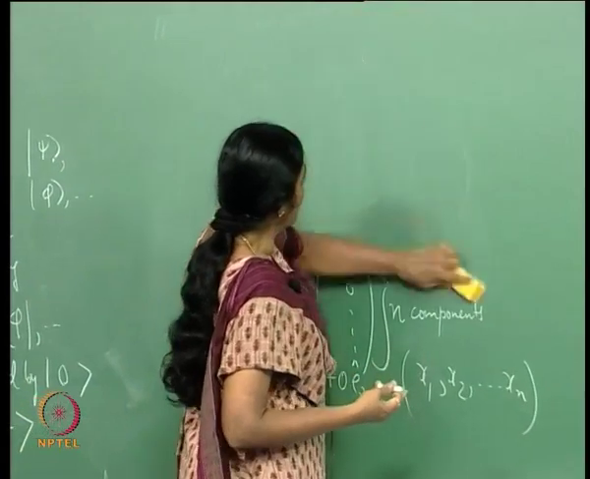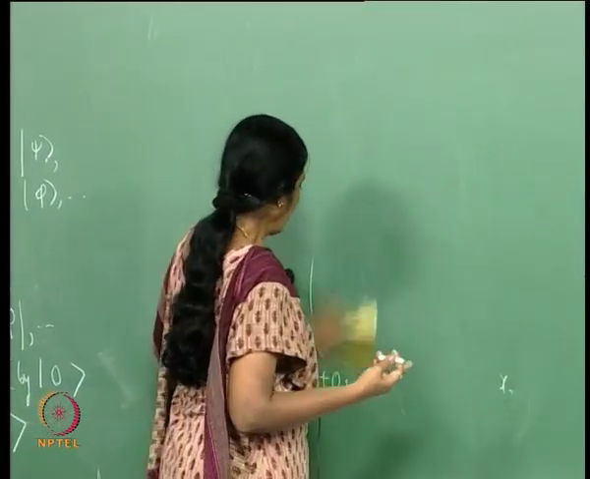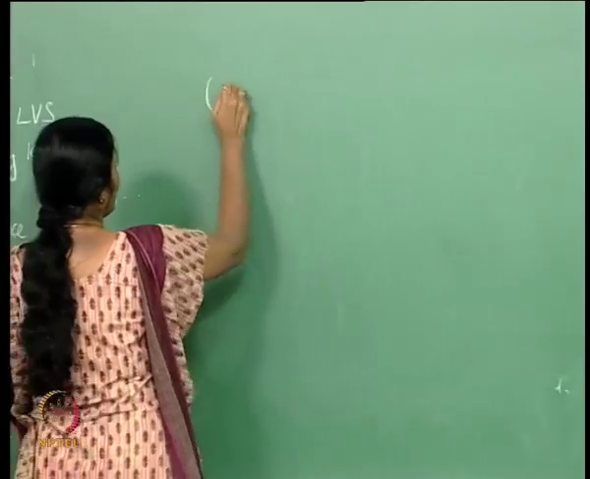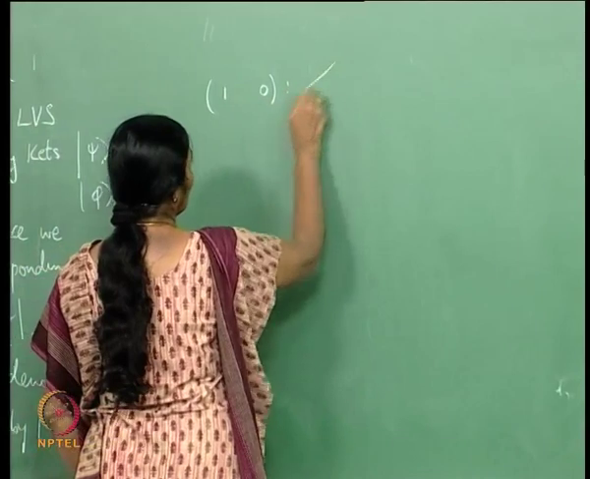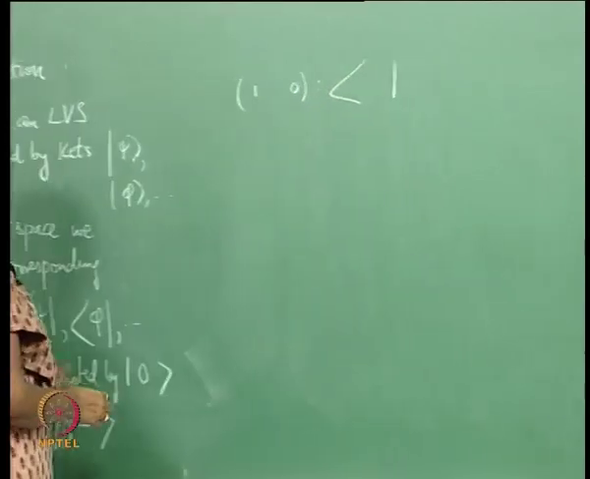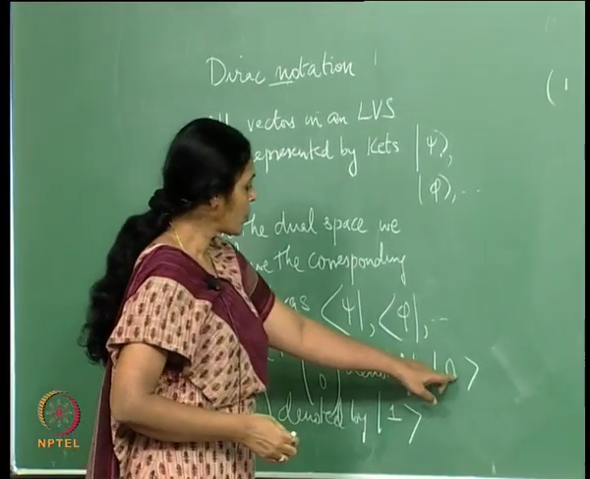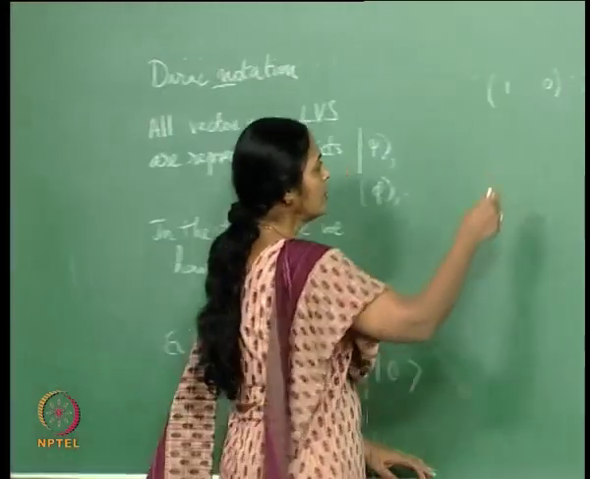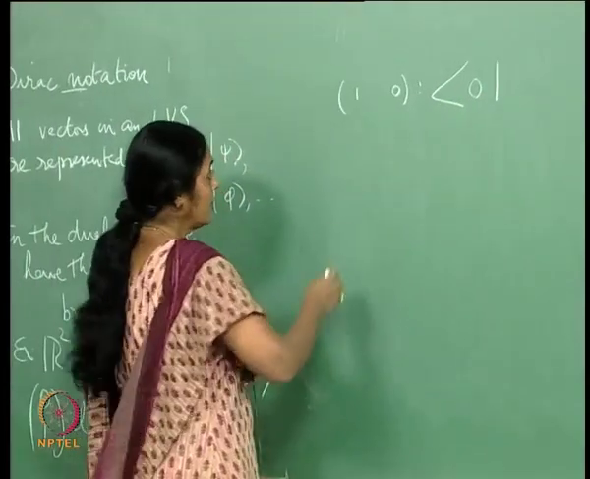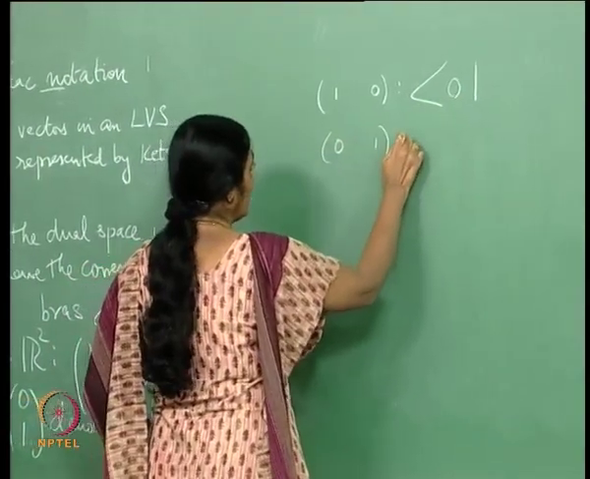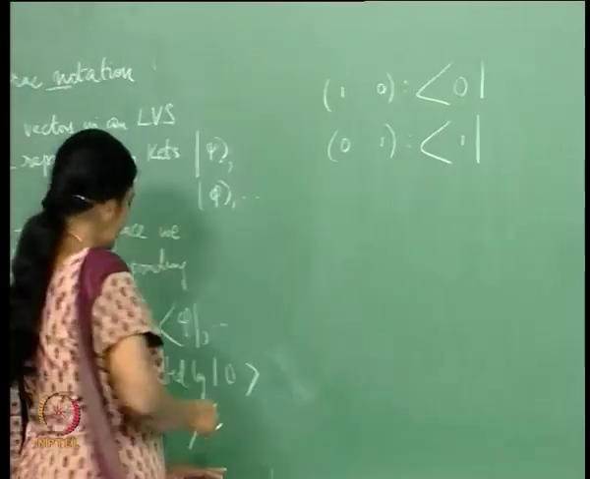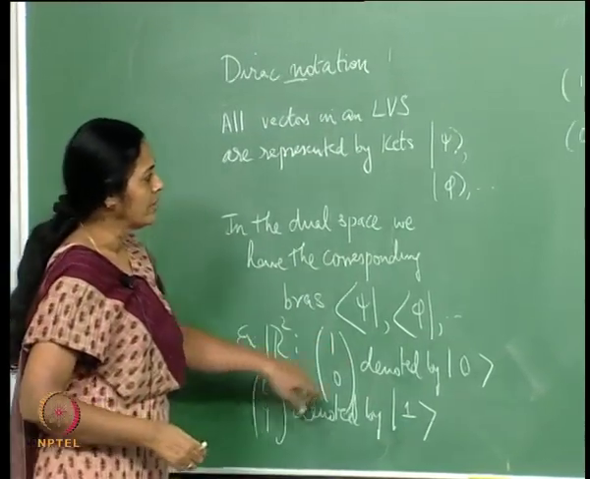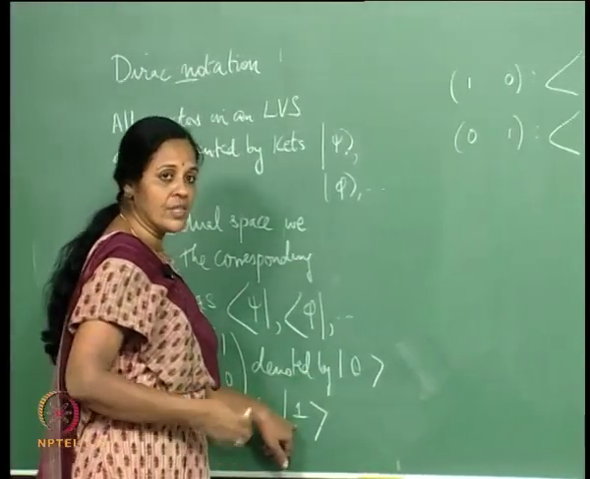What about the corresponding notation for the rows? 1, 0 would be denoted by a bra, and since I have used the entry here to be 0 to denote 1, 0, so that is the bra. And then 0, 1, it is a bra with entry 1 because the column 0, 1 had an entry 1 inside the ket.